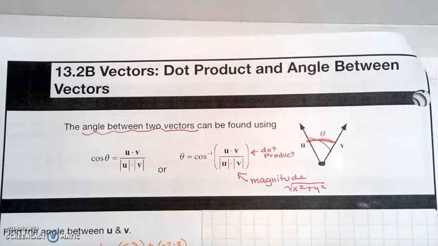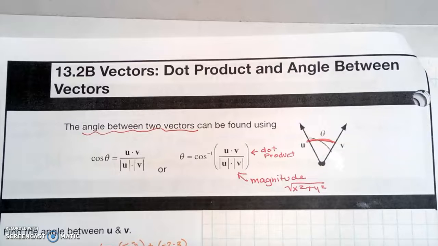Okay, so if you're asked to actually find that angle theta, you're going to use this second formula, which is just this written in inverse. So you would do the inverse cosine of the dot product divided by the magnitude of each. Okay, so I'm going to show you two problems using this, and you're going to need your calculator for that. And then I'm going to show you one problem using this, where they want us to find the dot product.